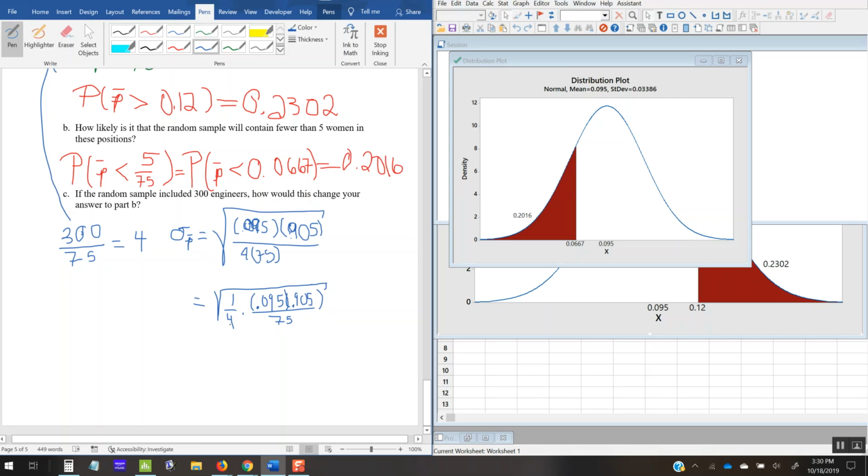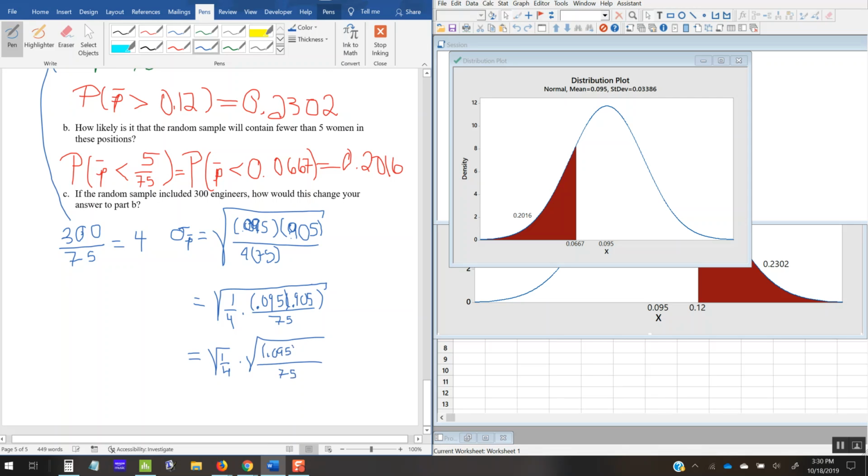So just to check yourself, these are equal because if I multiply their denominators together, I get this denominator, which is 300. And if I multiply their numerators together, I get the same thing as this numerator. So I didn't change anything. They are equal. But the reason I want to do this is I want you to see square root of 1/4 times square root of that stuff.